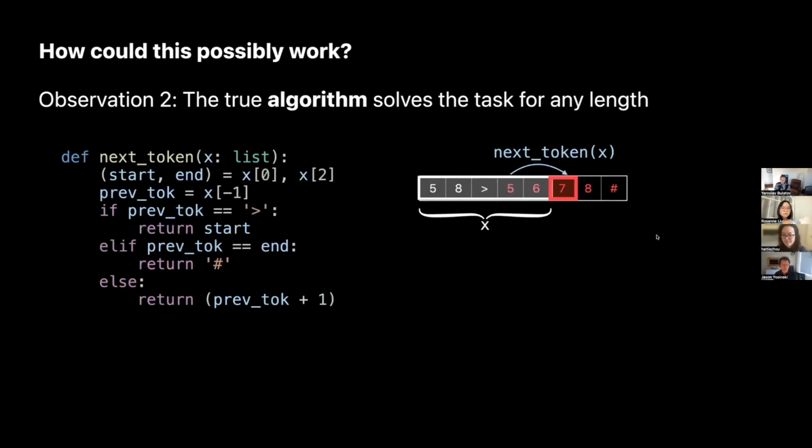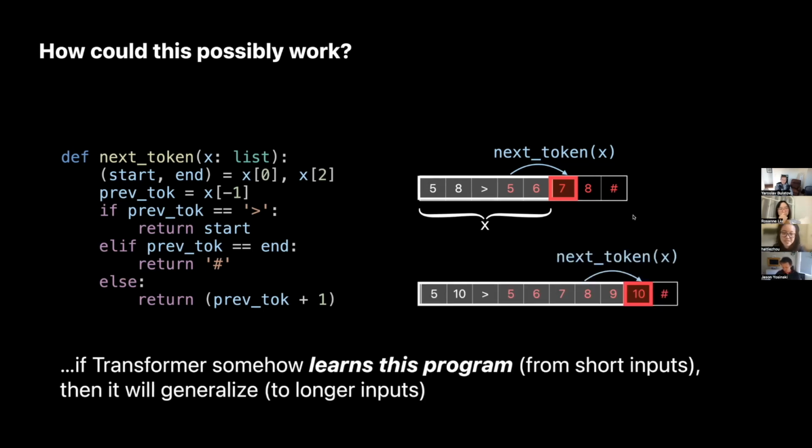The second observation is for this task, there is an algorithm that solves it for any length. In this particular case, the algorithm might be: you look at the previous token you've outputted. If the previous token matches your ending token, which is B, so 8 in this case, then you should output end of sequence. Otherwise, you should increment the previous token by 1. So if the model learns this algorithm from training on shorter length inputs, then we should expect it to generalize to longer inputs.